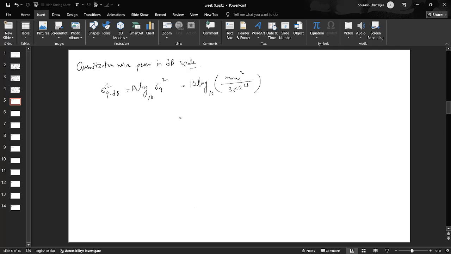So what we have, first term it's m square, 2 can come out, so it's 20 log base 10 m max, 3 is below, so it would be minus 10 log base 10 3. Same applies for 2 to the power 2b, so it would be 20b log base 10 2.